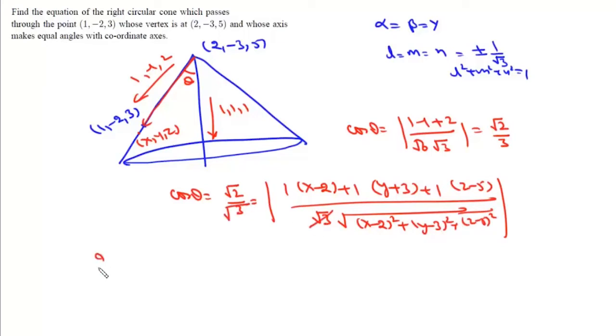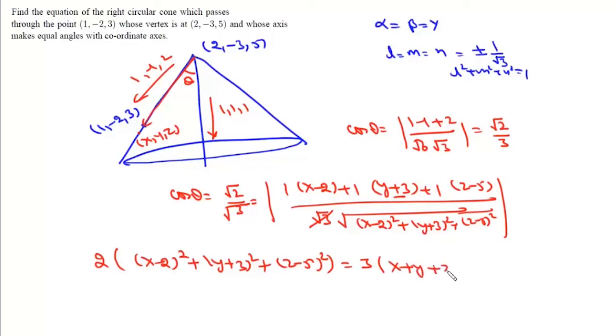Now we square it, we can write 2 into (x minus 2) square plus (y plus 3) square, because we have plus here, plus (z minus 5) square, and it will be equal to 3 into (x plus y plus z minus 4) whole square. And this is the equation of this right circular cone.